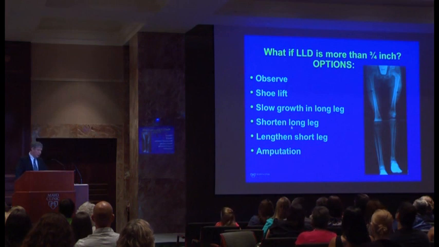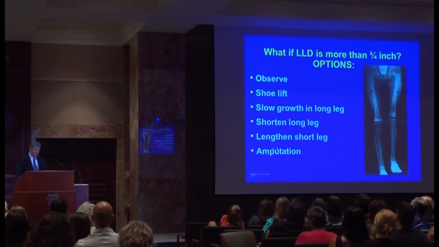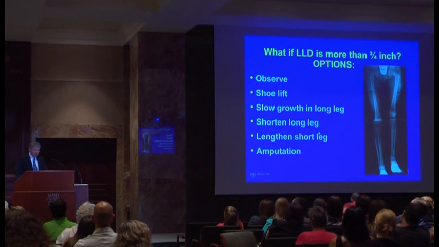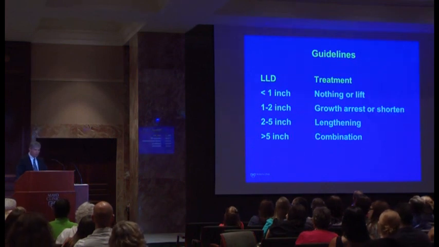We can shorten the long leg. There's ways to do that, and I'll talk about each one of these. In some cases, we can lengthen the short leg. We tend to stay away from this one, and I'll talk about that too. Or we can do an amputation, which is the ultimate way of dealing with a leg length difference, because then one can be fitted with an artificial limb that's the right length, and that often works quite well.